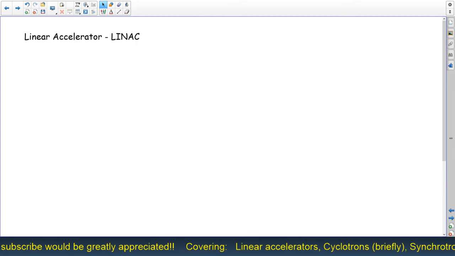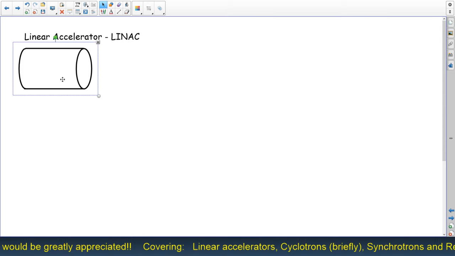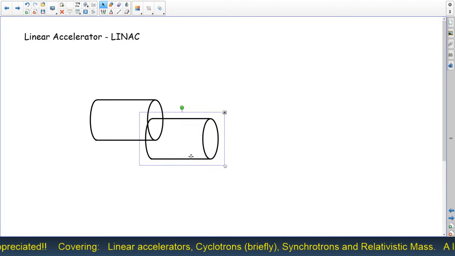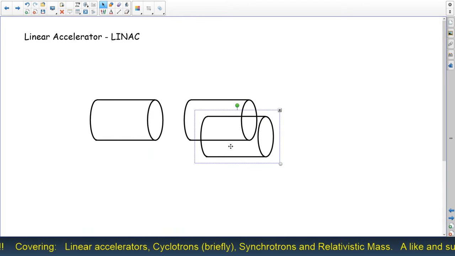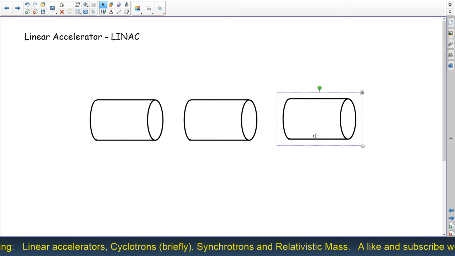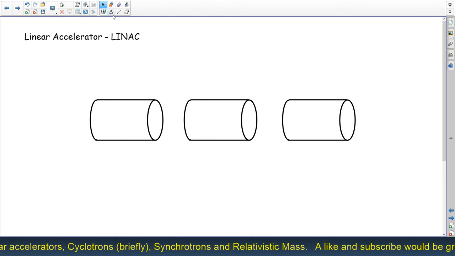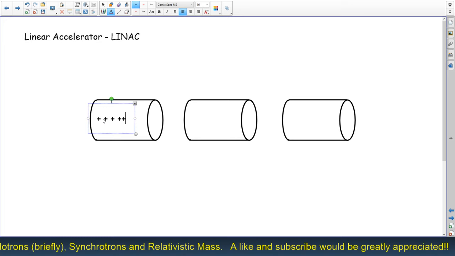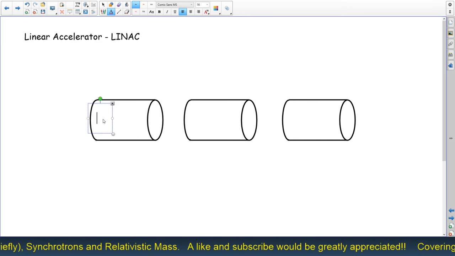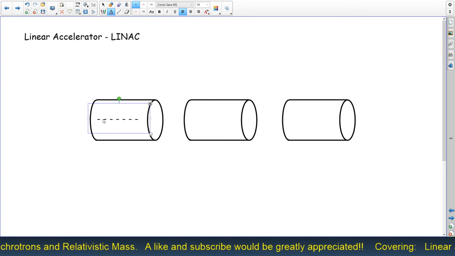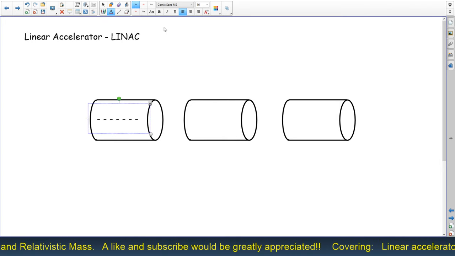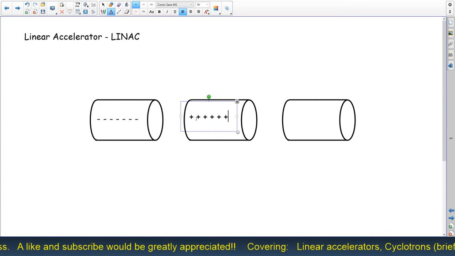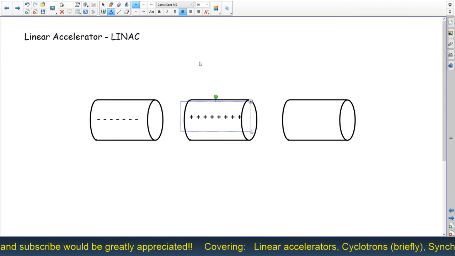So what I'm going to do is start with a cylinder. And next to that cylinder, I'm going to place another cylinder. And then next to that cylinder, I'm going to place another cylinder. Now I'm going to charge this cylinder positive. Actually, since we're using a positive particle, we'll start with negative. We'll charge this negative, and then we'll have this one charged positive, and then we'll have this one charged negative.